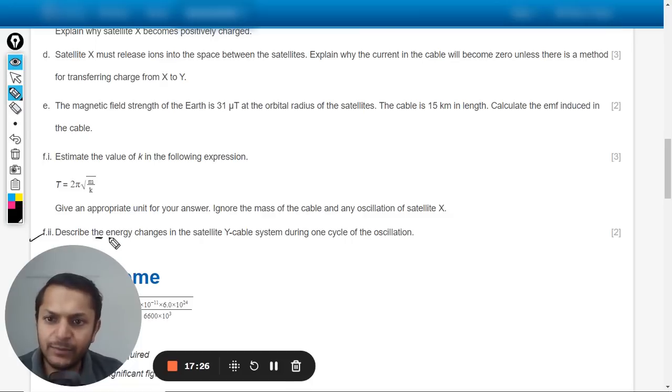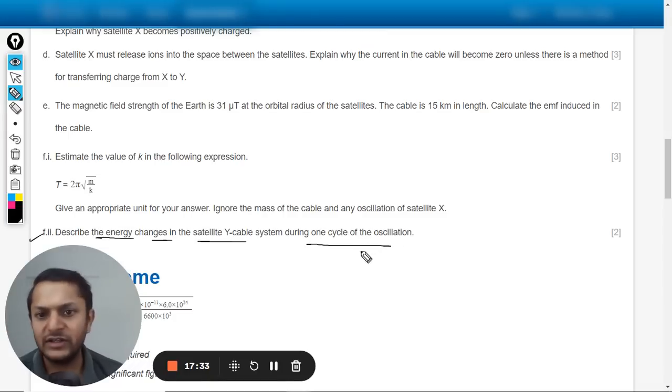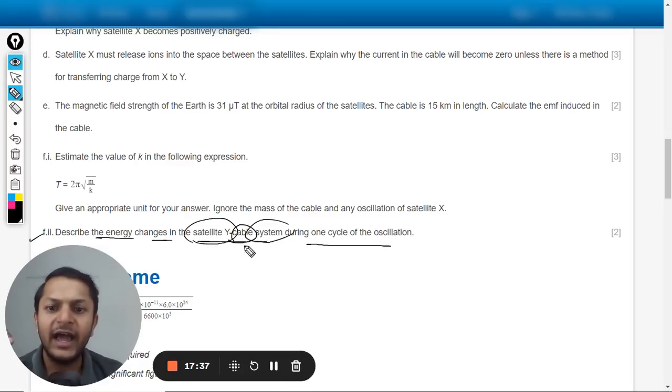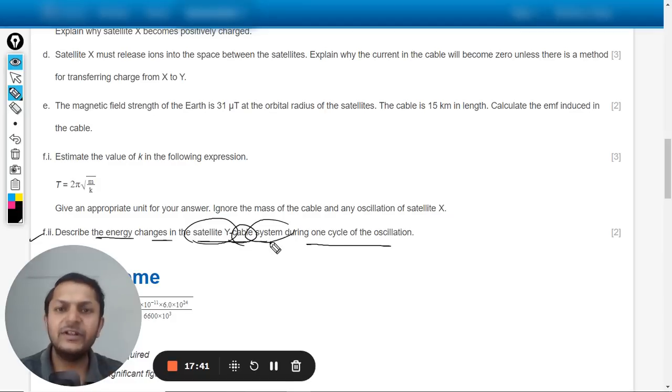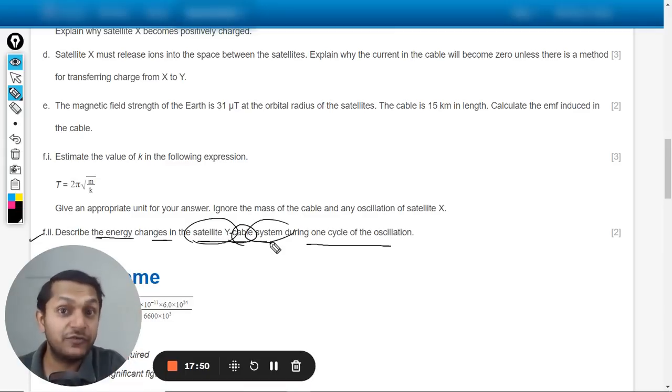F2. Describe the energy changes in the satellite Y cable system during one cycle of the oscillation. So in the system, you are just considering only the satellite Y and the cable. We are not considering the satellite X. So satellite X will be just supposed to be like part of the surrounding. We would be concentrating on the spring and the mass, which is the satellite Y. So obviously, what kind of energy transaction is taking place here?